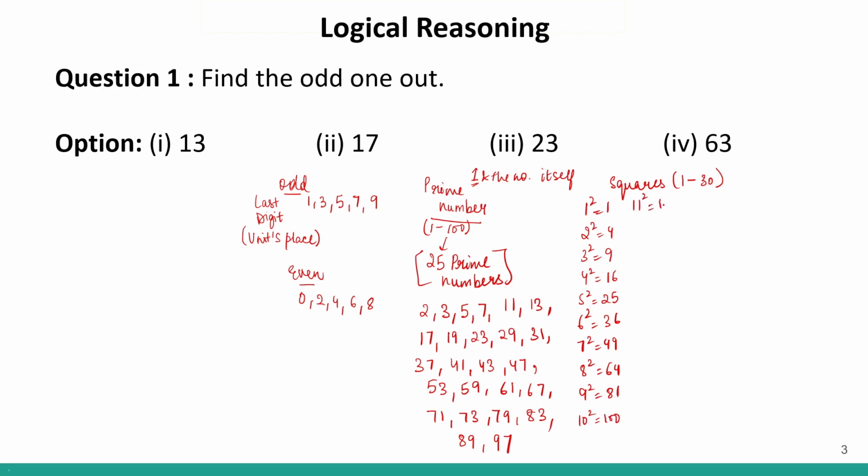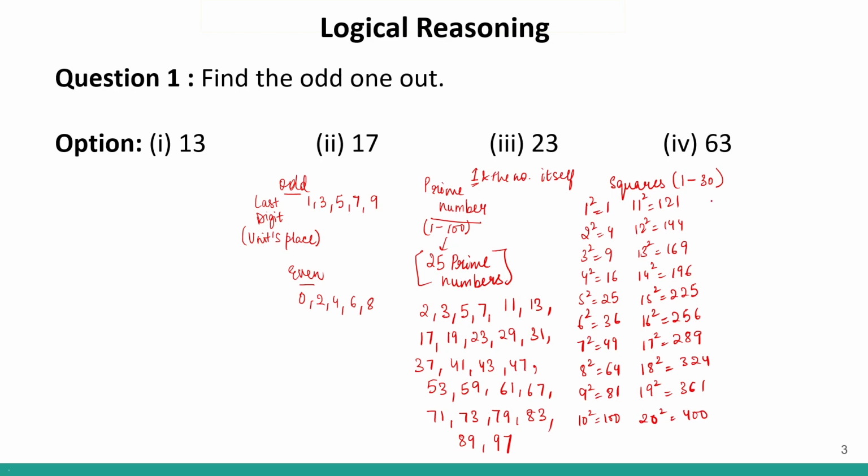Then 11 square is 121. 12 square is 144. 13 square is 169. 14 square is 196. 15 square is 225. Then we have 16 square, which is 256. 17 square is 289. Then we have 18 square, which is 324. Similarly, 19 square is 361 and 20 square is 400. Okay. Then we have 21 square. 21 square is 441.